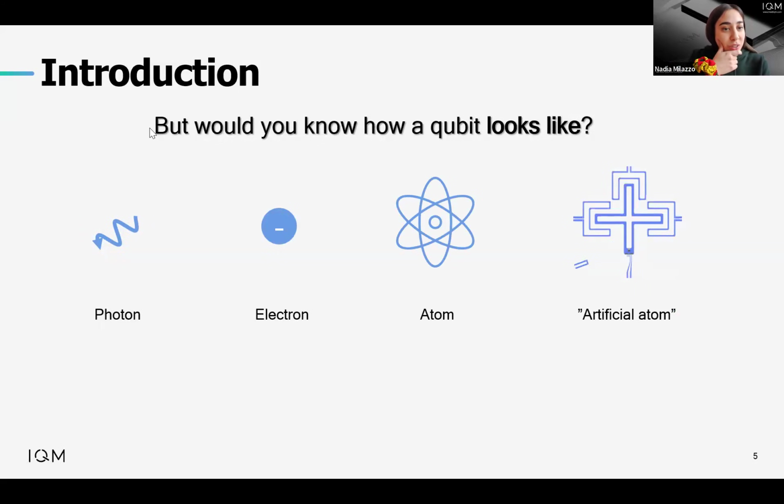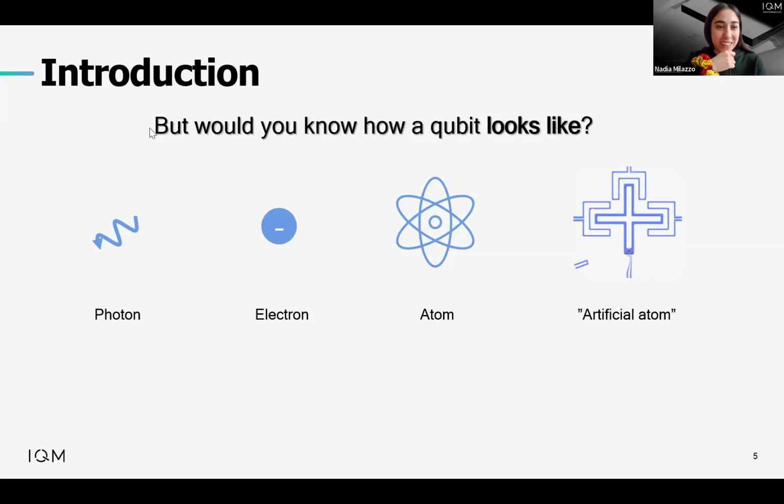Atom, electron, photon, electron, photon, photon. Photon has a lot of popularity. Artificial atom, I saw. Ion for trapped ions, very good. Photon, artificial atom.